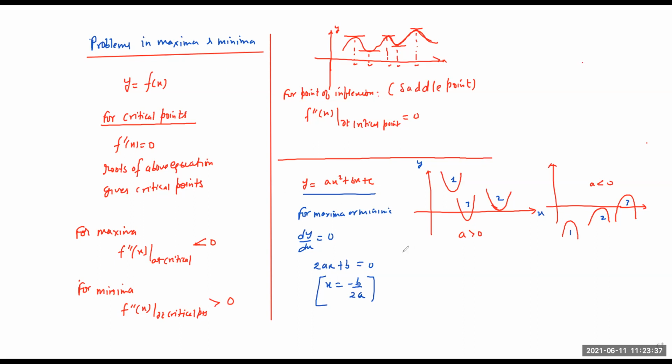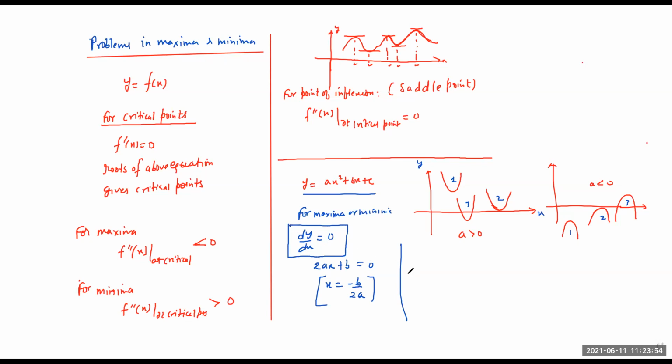If a is greater than 0, it will give minima, and if a is smaller than 0, it will give maxima. Sir, but I have one doubt. Why did you equate dy by dx to 0? Yeah. Because we are trying to find the location at which the slope is 0.